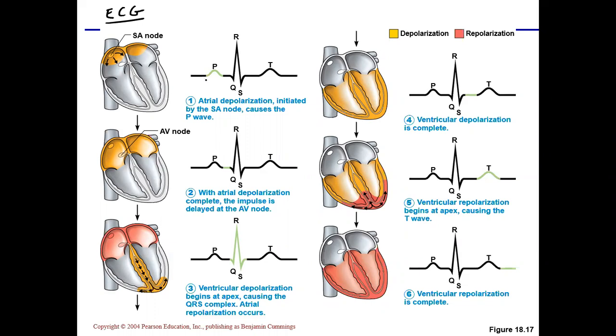Well, the first wave is called the P wave. The second wave is called the QRS wave, and the third one is the T wave. All right, so there are three waves. What we wanted to learn is to take a look at this electrical activity that is recorded by the electrocardiogram, and we wanted to see what's happening.